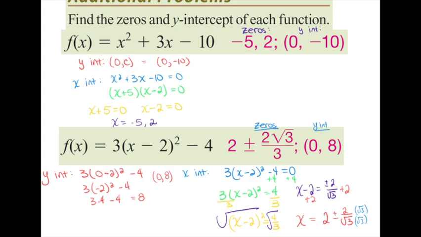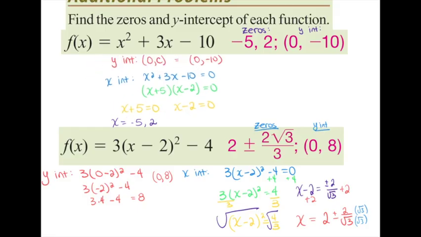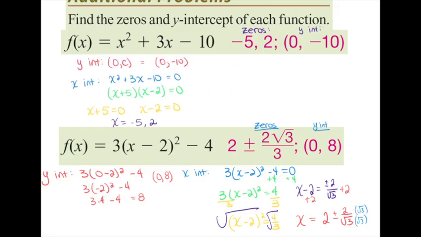So for the first one, they wanted the y-intercept. Because this is in standard form, the y-intercept is just going to be (0, c), this being your c. So your y-intercept's really simple on this one, (0, -10). You didn't have to solve anything.